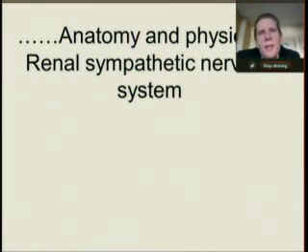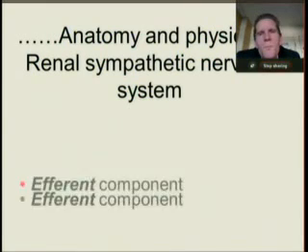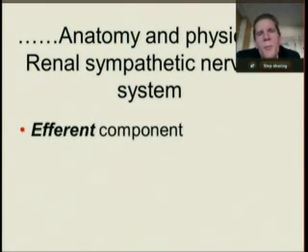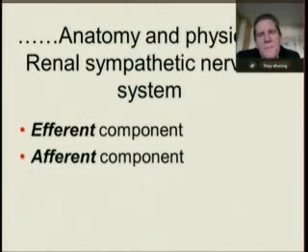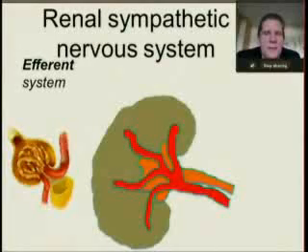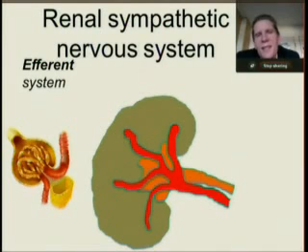Let's first talk a little bit about the anatomy and physiology. There's an efferent component of the sympathetic nervous system, and there's an afferent component. And let's first focus on the efferent component. This shows the kidney in the macroscopic view and microscopic view.